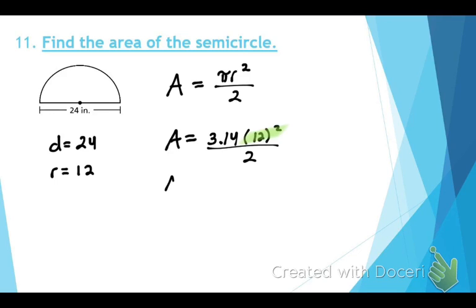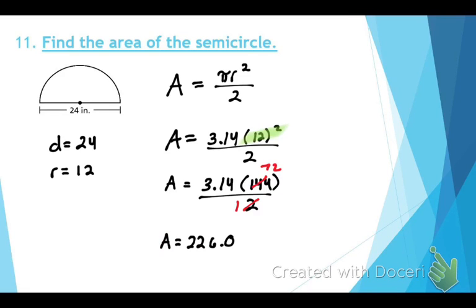square or your exponents, okay? What is 12 squared? 144. Now am I allowed to divide that by 2? Yes. What is 144 divided by 2? 72. So you could cancel this out to being 1 and 72. When you work that out, what do you get? 226.08 inches squared.